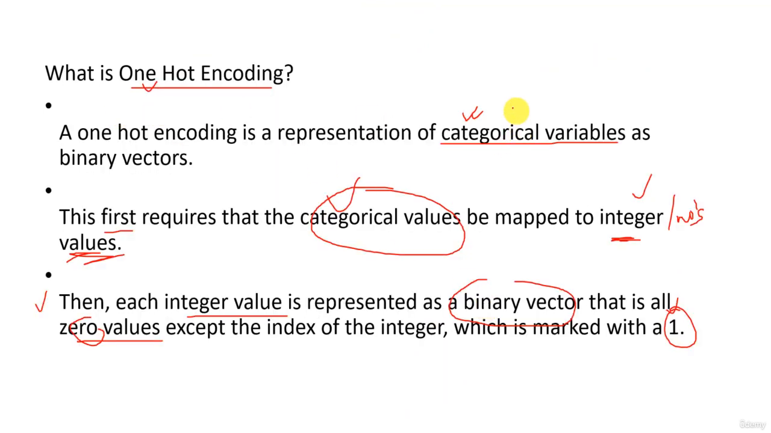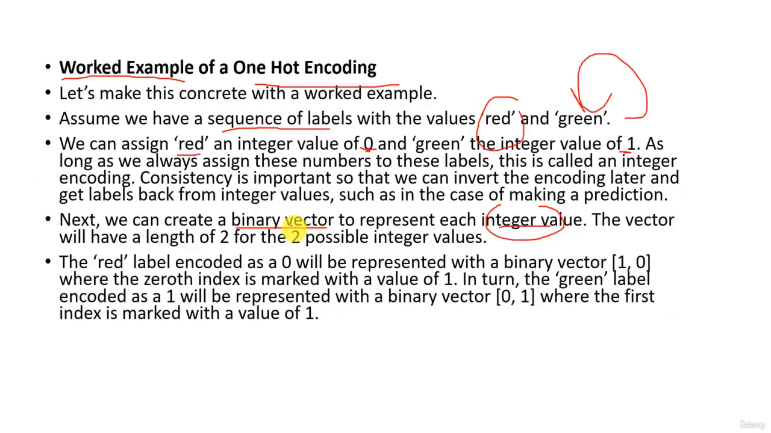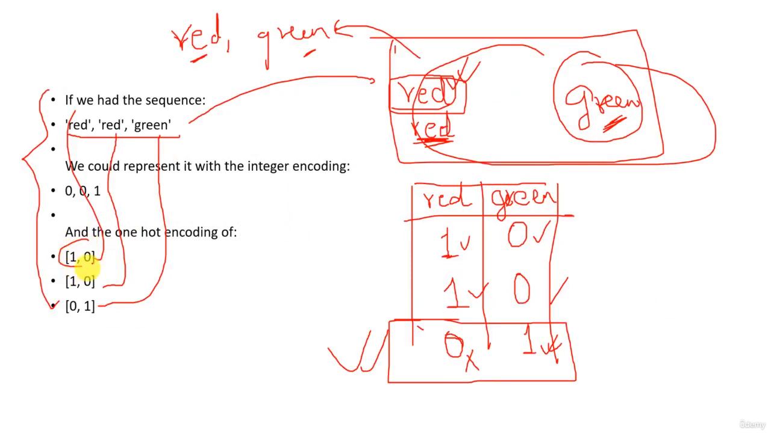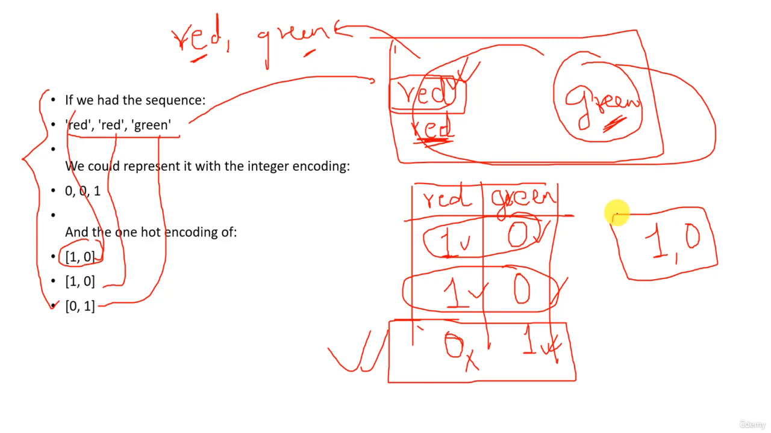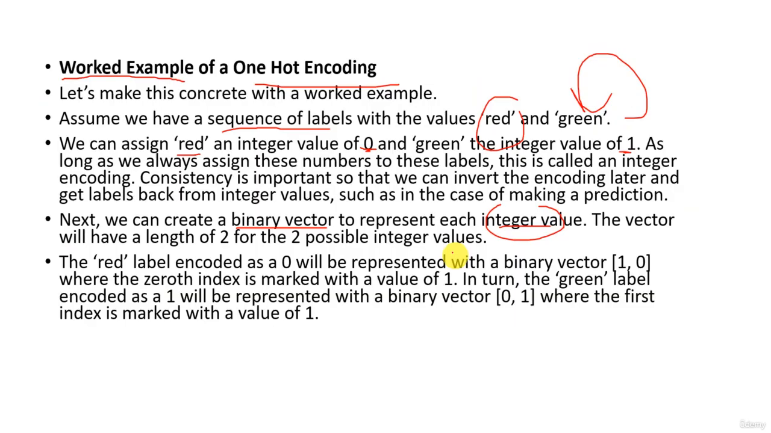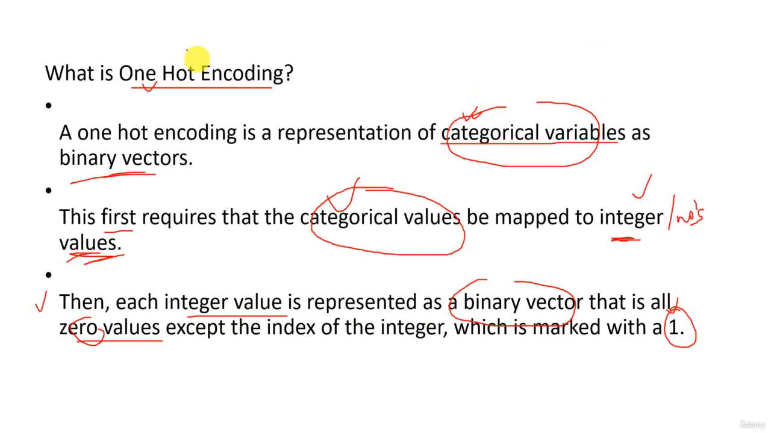So it will convert the categorical variables into binary vectors. And what are binary vectors? This representation, see here, 1 0 representation. They are binary vectors because we use only the characters 1 and 0 to represent our data. So for that we use one-hot encoding. Now in the next video we will see it practically.